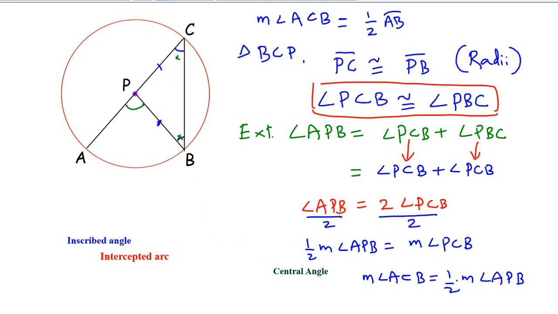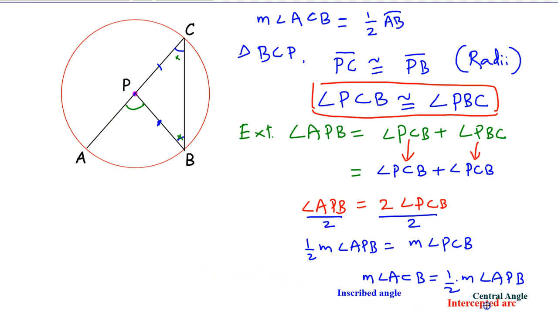You know that APB is the central angle. Half of the central angle is equal to the inscribed angle. This inscribed angle's measure is half of that central angle. But APB, you already know, is nothing but the intercepted arc. Whatever you have as the central angle is the same as this arc AB.